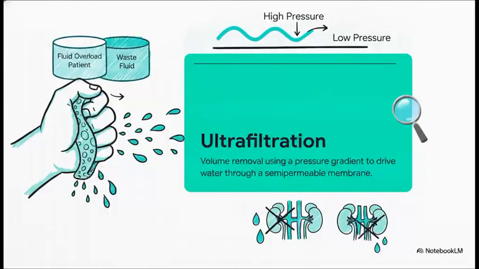Now, while diffusion clears out the toxic waste, what about all that excess water? Well, that's where ultrafiltration comes in. We're essentially using a pressure gradient to mechanically force, or literally squeeze, excess fluid out of a volume-overloaded patient. Think of it like physically squeezing water through a filter using a transmembrane pressure gradient. It's an absolutely life-saving mechanism for patients who are oliguric or anuric, meaning they just aren't producing urine and are severely backed up with fluid.